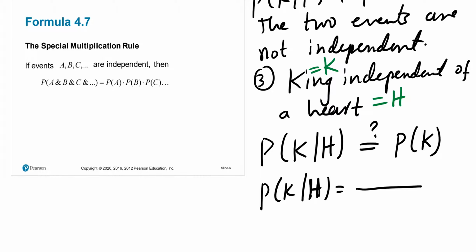So how many hearts are there? Well, there's 13 hearts, because each suit has 13. Now from those 13 hearts, how many kings are there? There's only one king. So that gives us 0.077.